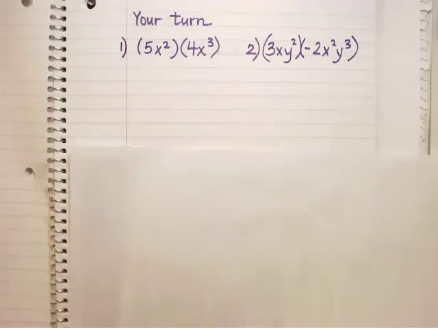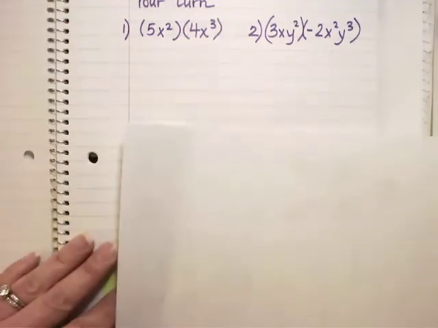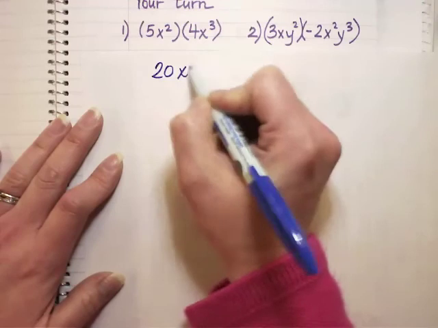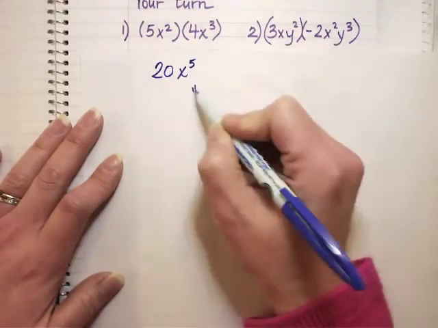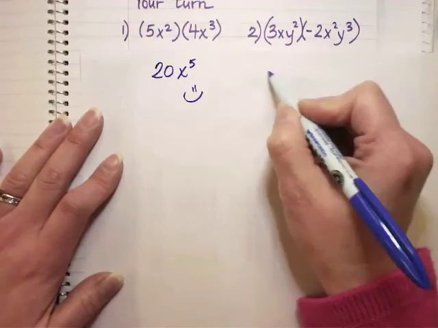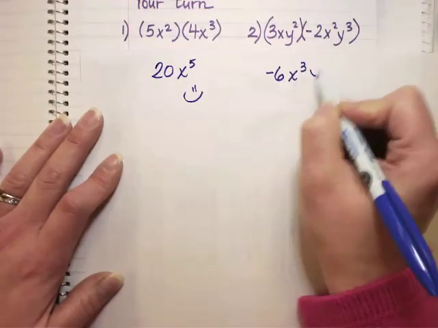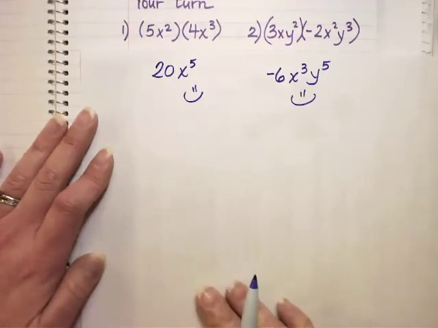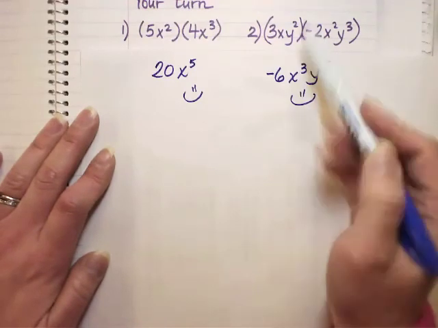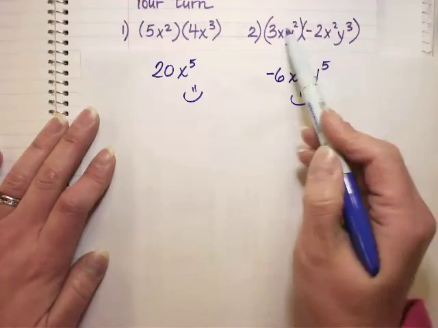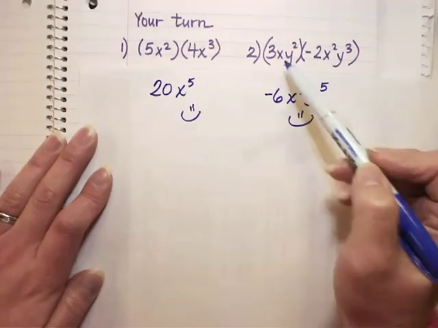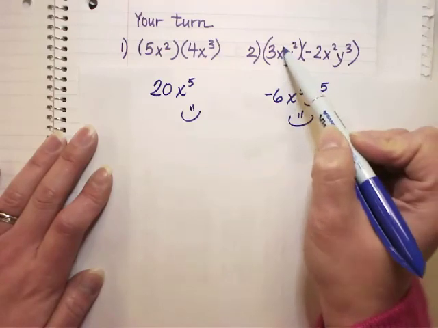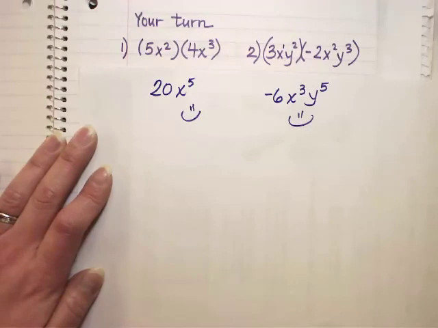Okay, let's see. How did you do on these? Number 1, did you in fact get 20x to the 5th power? If so, you are correct. And on number 2, did you get negative 6x to the 3rd power, y to the 5th power? If so, you are correct. So the basic rule is we can multiply the coefficients, and then for each of the like variables, we can add the exponents. One thing to note, if your variable doesn't have a power, you can put in that 1, because that means there's x to the 1 power, there's 1x there. So you can put that 1 in there to help you.